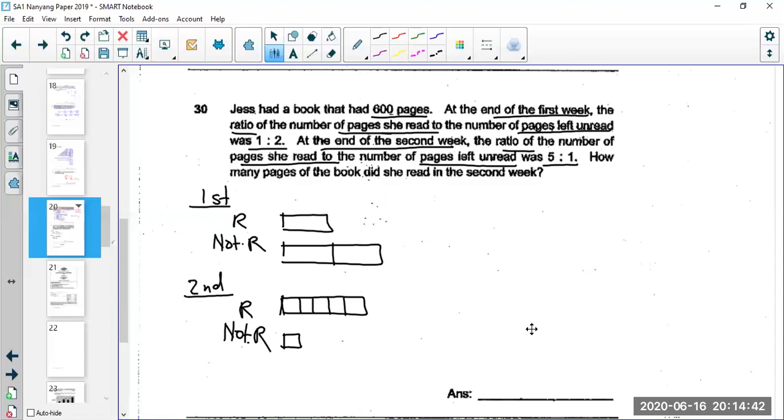You can see that in the second week she read more pages. Then what happened to the pages not read? They become lesser already, right? You have read more pages, so now the pages not read have become lesser. So how many pages of the book did she read in the second week? Be very careful over here. So how do we do first?